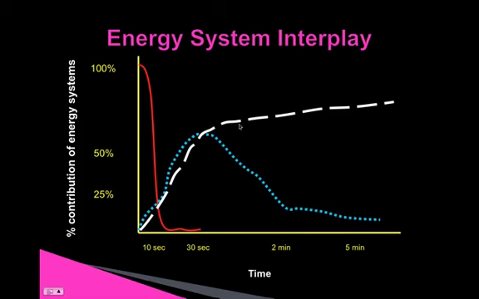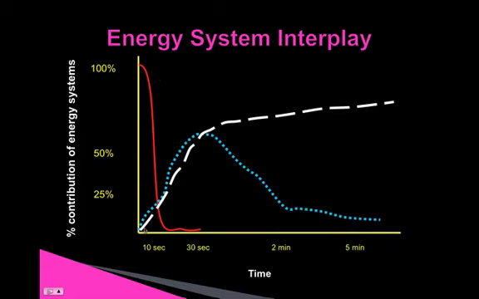Here is just another graph, okay, which was also used in one of the exams. So at the start of exercise, we can see that the ATP-PC system is the major contributor to ATP resynthesis. However, as the duration progresses, so as time increases, you can see that it decreases its contribution to ATP resynthesis, and anaerobic glycolysis is now contributing during the 10-second to 30-second mark.